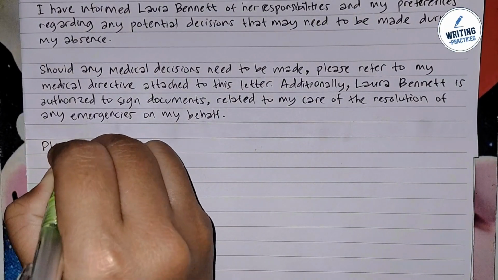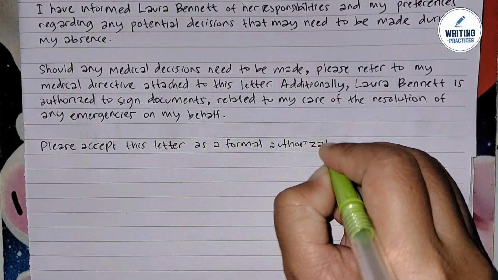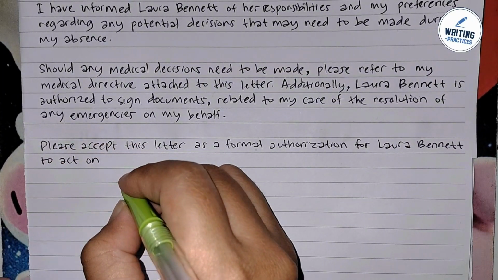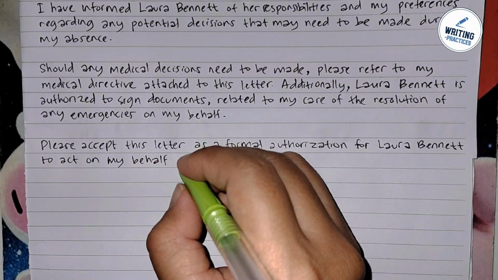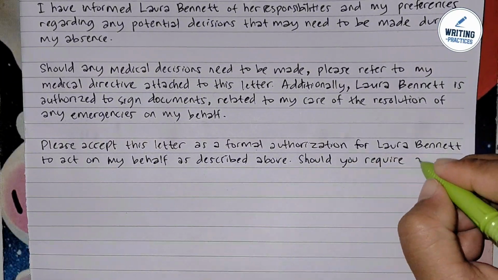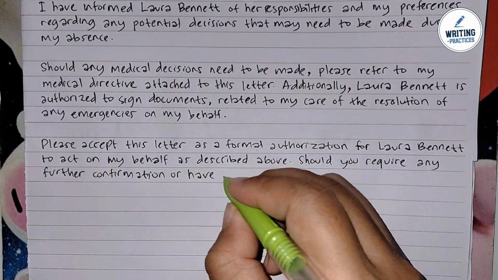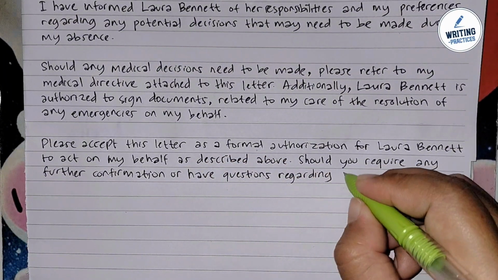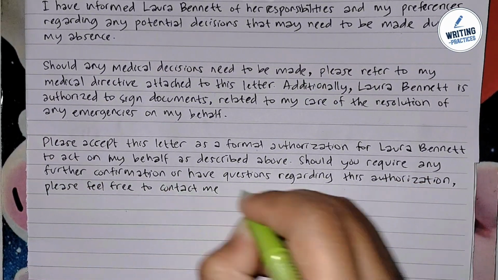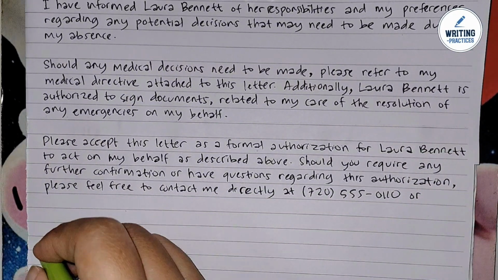In paragraph 7, finalize the letter by offering your contact information for any necessary follow-up. You should politely request that the recipient accepts the letter as formal authorization. And state your willingness to provide any additional information. Here is how to write it. Please accept this letter as a formal authorization for Laura Bennett to act on my behalf as described above. And then, provide your own contact details, like phone number and email for further inquiries. You may write it like, should you require any further confirmation, or have questions regarding this authorization, please feel free to contact me directly at 720-555-0110, or james.anderson@email.com.